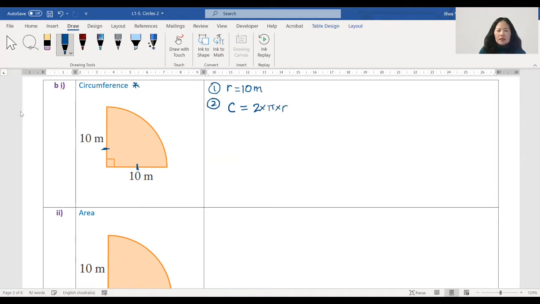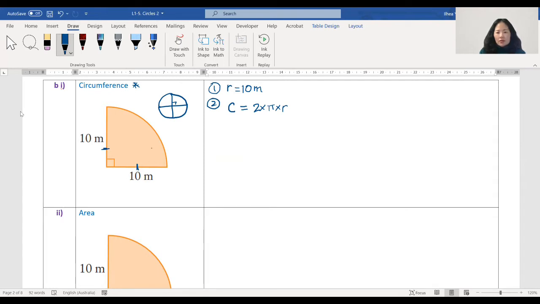Now, have a look at this. This is not a semicircle. This is actually a quarter. If you chopped it into 4 exactly equal parts, this is one of them.